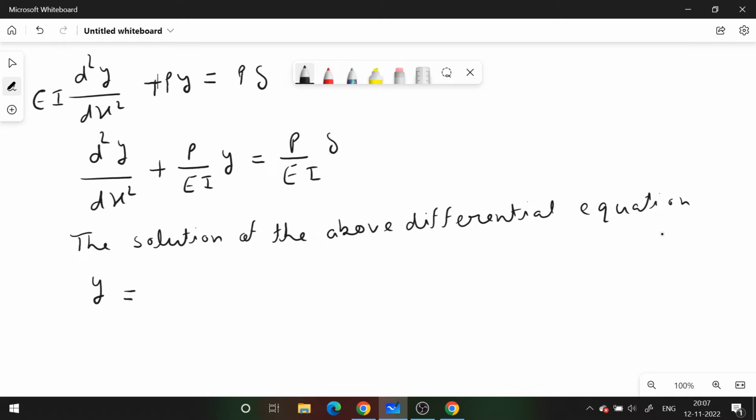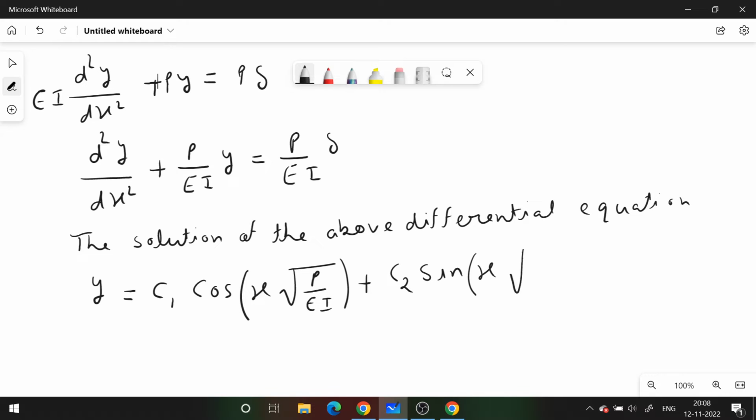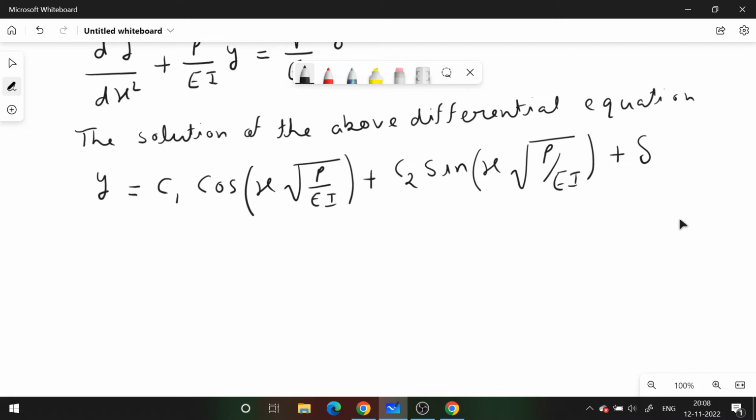y will be equal to C1 cos x under root P upon EI plus C2 sin x under root P upon EI plus delta, where C1 and C2 are constants of integration.